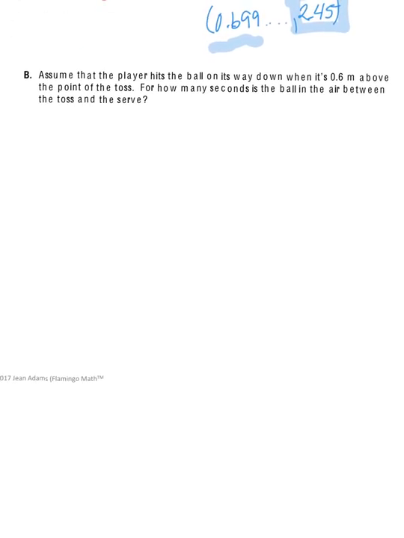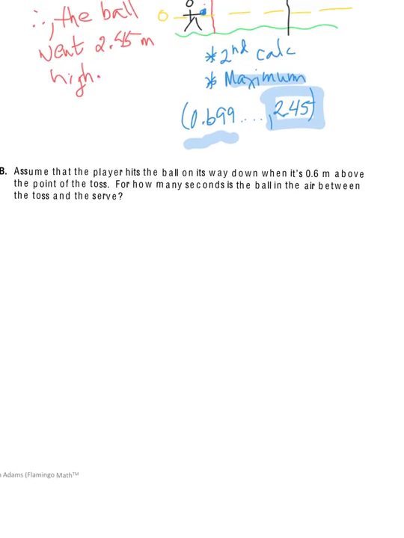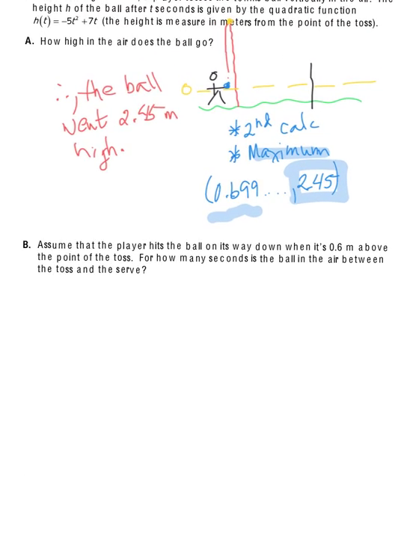So for this question, assume that the player hits the ball on its way down when it's 0.6 meters above the point of the toss. So let's move this down a little bit so we can see the picture. They're wanting you to say that it's 0.6 above here. That's when they hit it. And that makes sense because they're going to hit it like this, right?